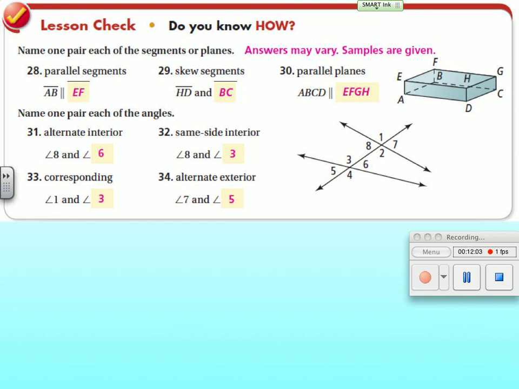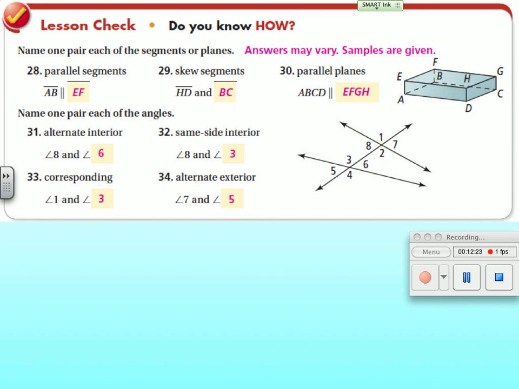Name one pair each of the angles. Alternate interior, angle 8 goes with angle 6. Same side interior, angle 8 goes with angle 3. Corresponding, 1 goes with 3. Alternate exterior, 7 goes with 5.